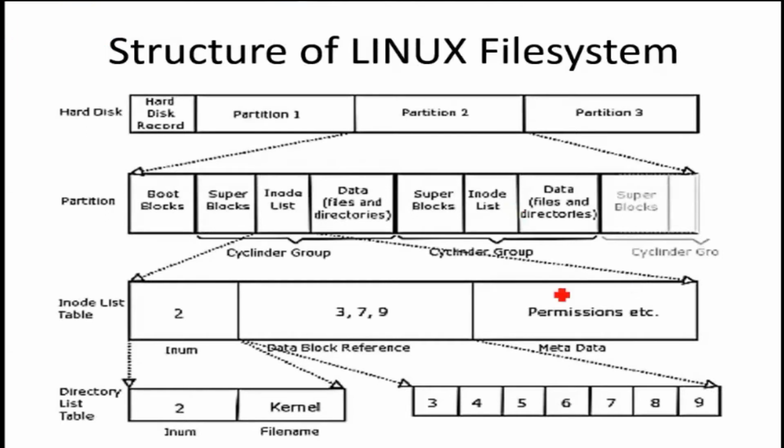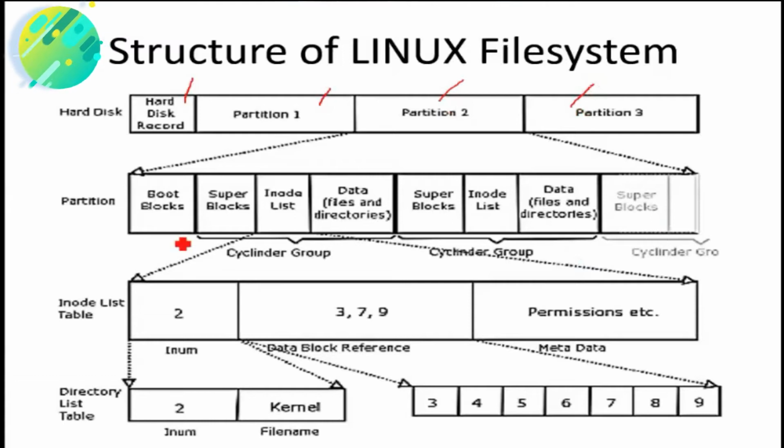Now, how are your files stored in every type of storage device? The first is your hard disk record. That means what number of records are stored. Then are your partitions like C, D, E, F, whatever partitions are available in the file system that you create. Now every partition has this many blocks that you are storing.